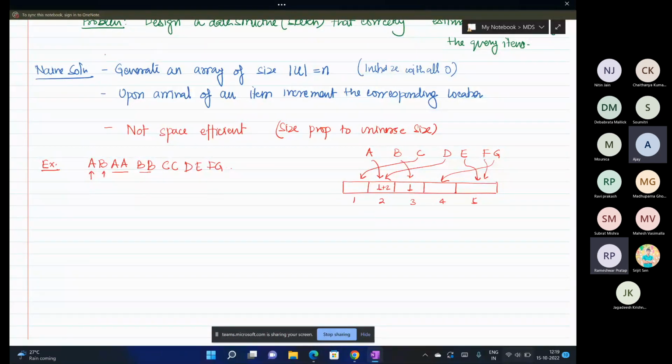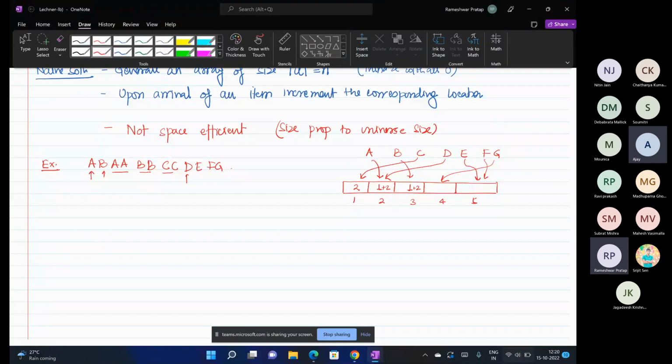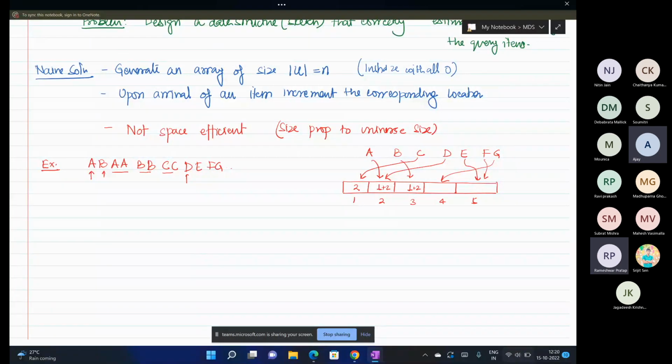Again, we see 2 B's over here, so again we update it to 3. And then we see 2 C's. C is over here, so we update it by 2. Then D. Now we see that both A and D are mapped to the same position, right? So for D also, we need to increment this counter. Now E we can comfortably put over here.